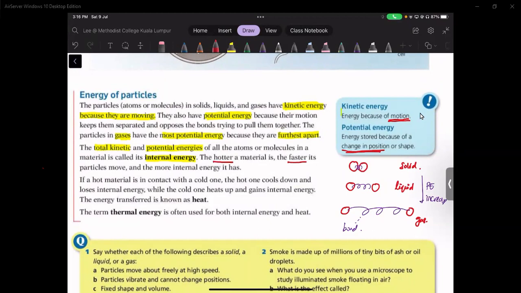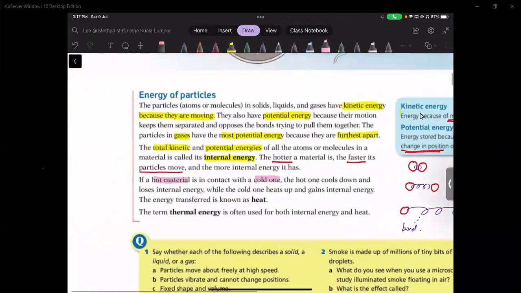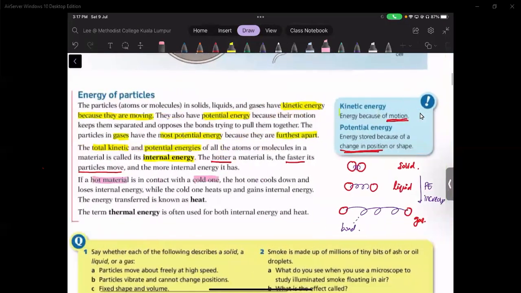Probably some science teacher also told you before, when you heat particles, they vibrate more until they vibrate so hard they separate and become liquid. And then they vibrate some more until they vibrate so hard they go further apart and become gas. So this idea is such that if a hot material is in contact with a cold material, the hot one will cool down and lose internal energy. This energy transfer is known as heat. This is the whole focus of this chapter. We're going to look at thermal energy and also energy transfer.